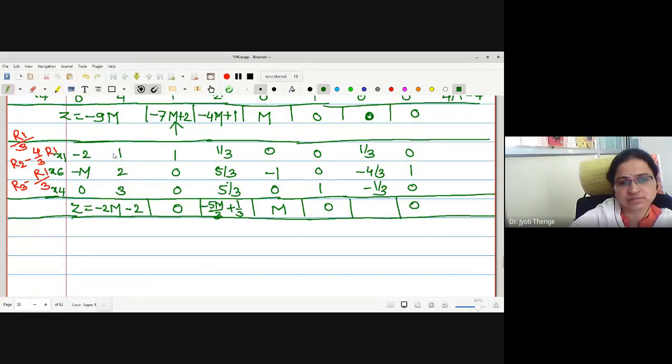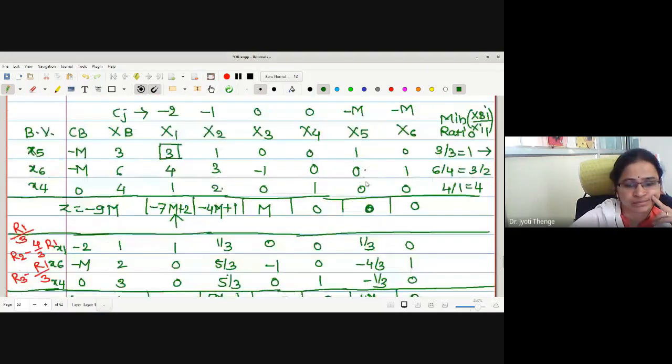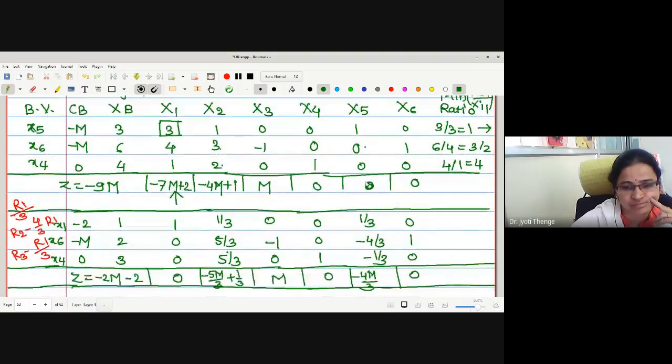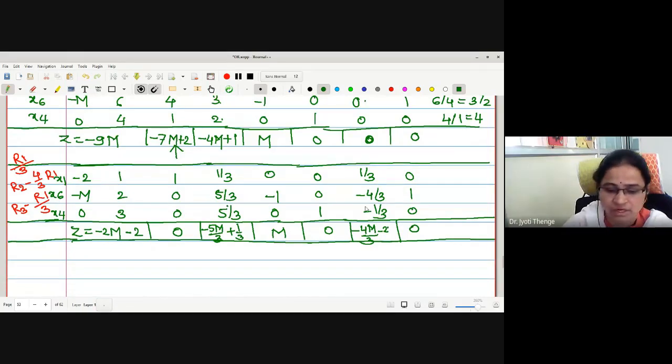For delta 5, this is minus 2 into 1 by 3, minus 2 by 3. This is minus m into minus 4 by 3, I will write the m value, 4m by 3. I will calculate the remaining. The third entry is 0. So this is actually minus 2 by 3 plus m. Minus 7m by 3. Shall I write directly? Minus 7m by 3. Yes, ma'am.